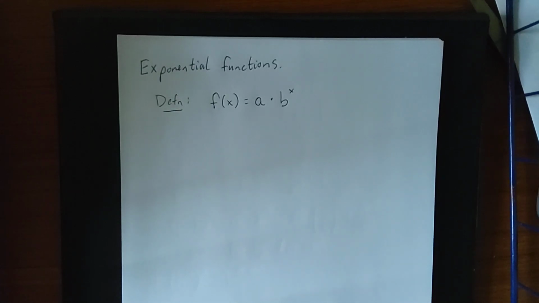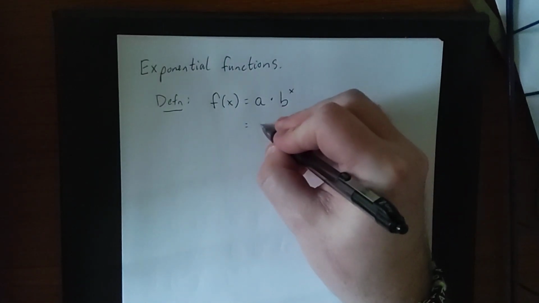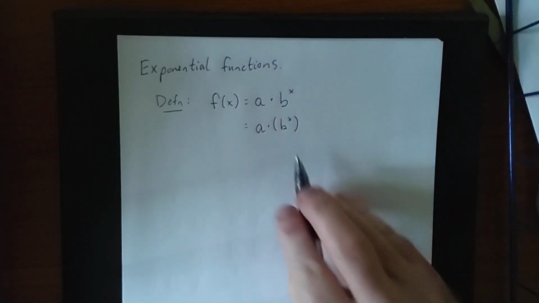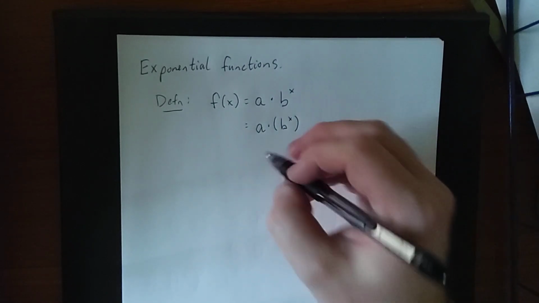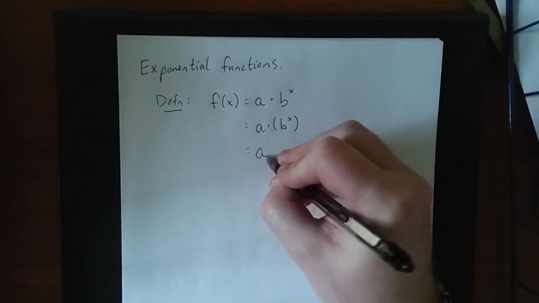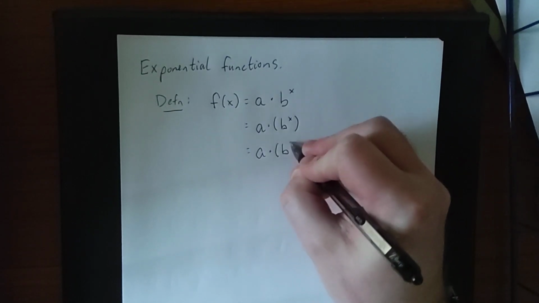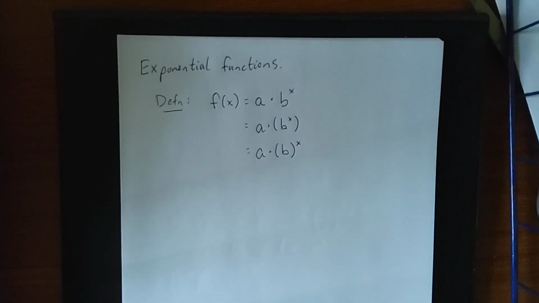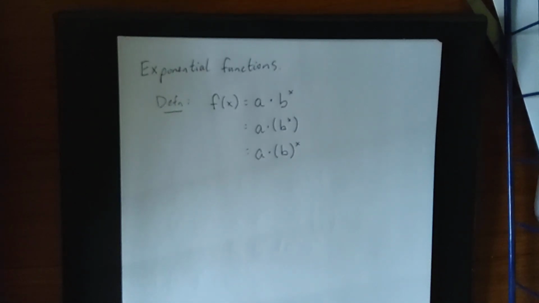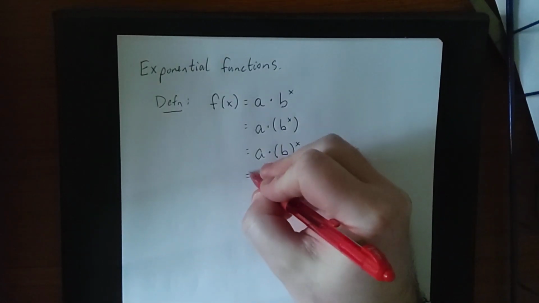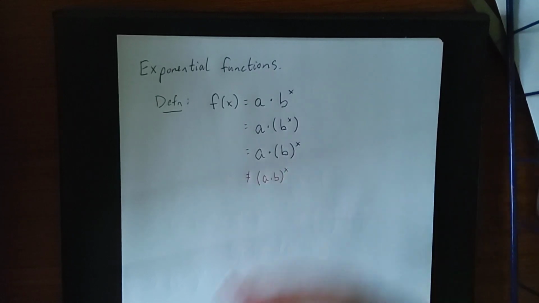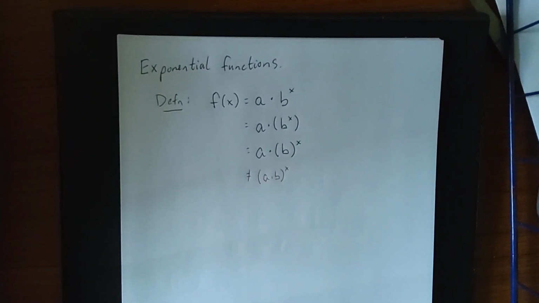Now there are technically a couple different ways that this can be written. It can also be written as a times b raised to the x power with parentheses around the b to the x to indicate that that's happening first according to the order of operations. This can also be written as a times b inside parentheses raised to the x power. One thing that this definitely does not mean is that the a goes inside the parentheses. This is not the same as the previous ones.